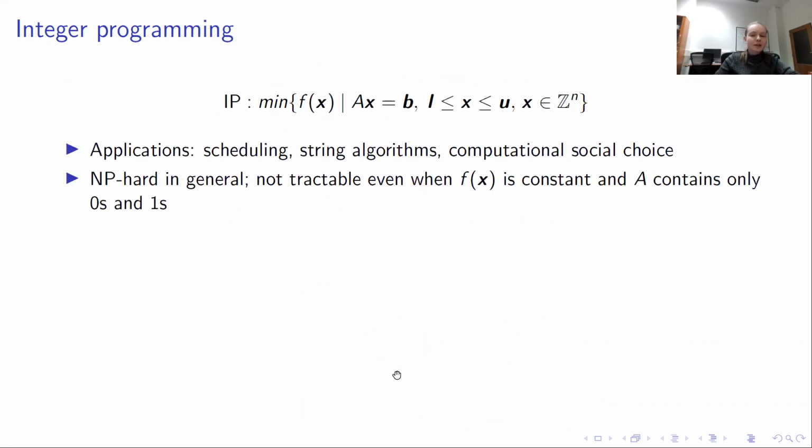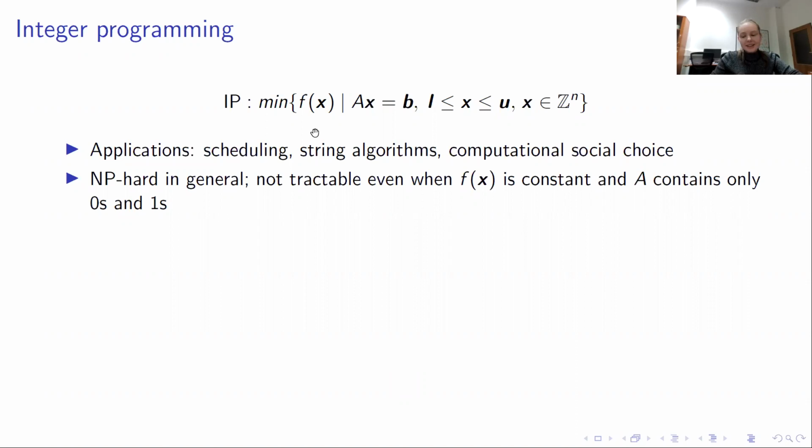Integer programming is a fundamental problem of discrete optimization, and it is of both practical and theoretical importance. For example, I can find notable applications in scheduling or planning, string algorithms, or computational social choice. These would be problems such as voting and bribing. But the trouble with integer programming is that it's NP-hard in general. So we actually don't know how to efficiently solve instances of IP in general, and it's not easy to solve even in cases when, for example, the objective function f is constant and the constraint matrix contains only zeros and ones.